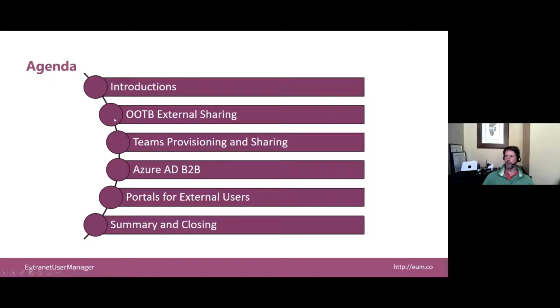So in terms of agenda for today, we're going to continue. I'll do a little deeper introduction on myself, and then we'll dive right into out of the box external sharing. We'll talk about Teams and provisioning and sharing, and then get into Azure Active Directory, the business-to-business features in there that allow you to share, not just from a SharePoint and Office 365 point of view, but more broadly, anything that's connected with Azure AD, and then into portals for external users. I will try and pause periodically and have a look at the Q&A and see if there's anything in there from a questions point of view. So feel free to post your questions in there. We'll have a little time at the end of the session as well. And there's also a breakout Teams meeting after this session. If you want to get into an actual discussion and converse back and forth, welcome to entertain that.